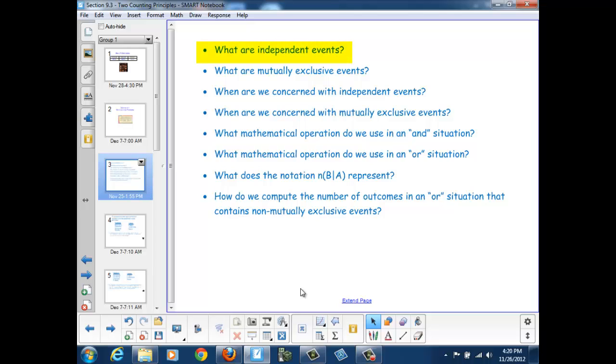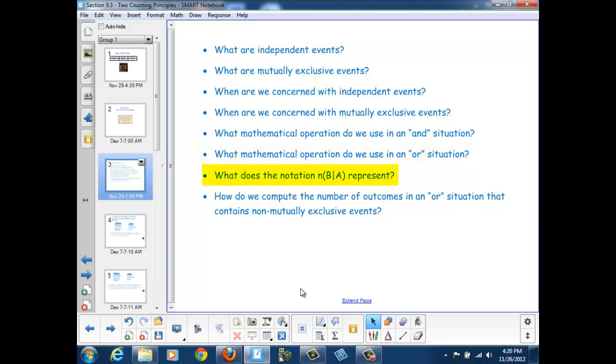What are independent events? What are mutually exclusive events? When are we concerned with independent events? When are we concerned with mutually exclusive events? What mathematical operation do we use in an AND situation? What mathematical operation do we use in an OR situation?